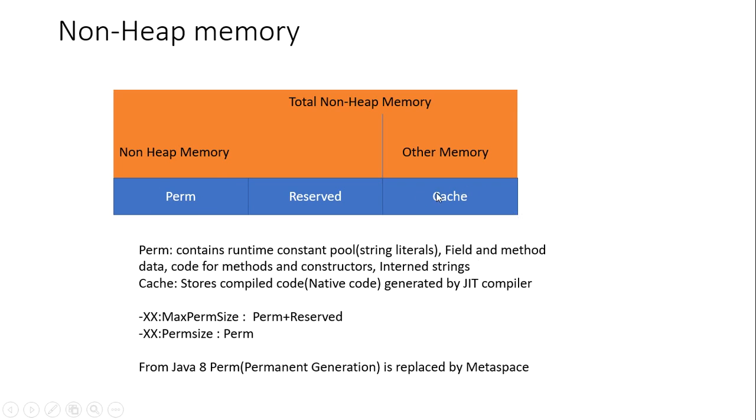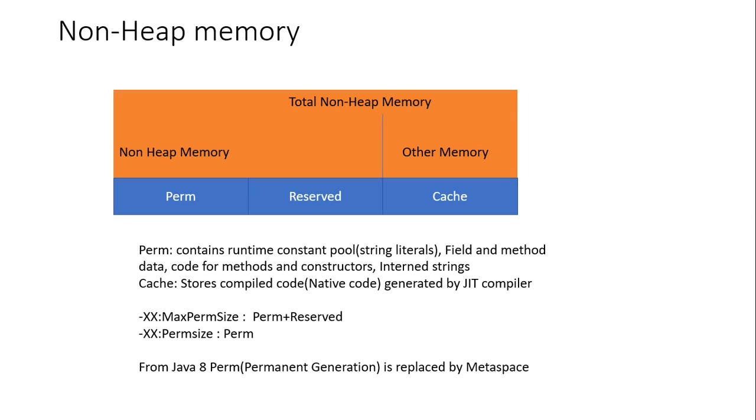And what does the cache contain? The cache contains your JIT native compiled code. For example, on this same channel I have covered the JIT compiler in one of my videos. You can refer to that to see how JIT works. For example, if you have a method that is being executed multiple times, you can use JIT.